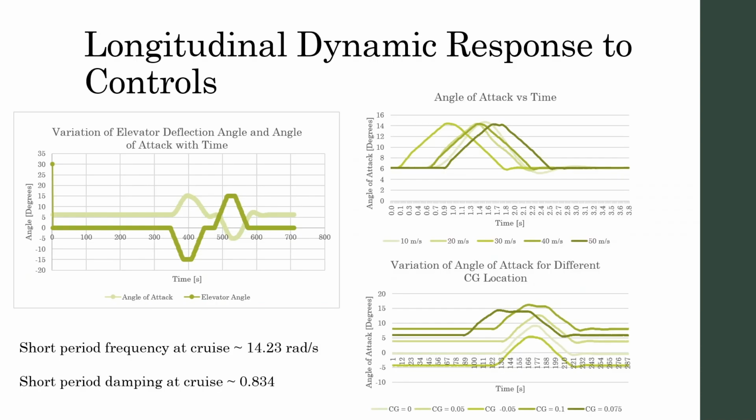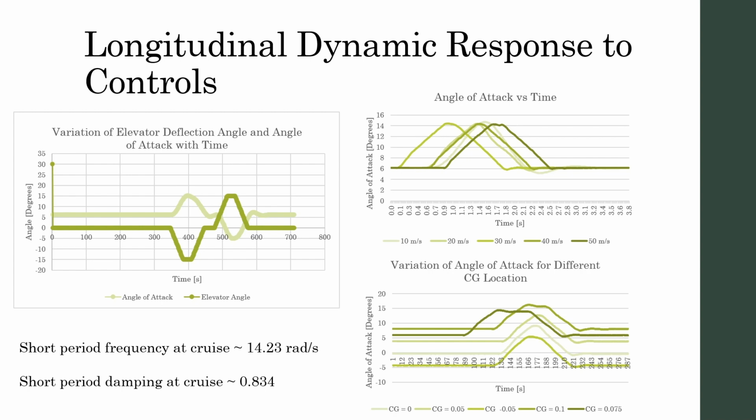The longitudinal dynamic response to controls are shown here. So the variation of elevator deflection angle and angle of attack with time are shown in the left diagram. When the elevator angle is deflected to minus 15 degrees, the angle of attack is around 15 degrees, showing a directly proportional response to the change in elevator angle.